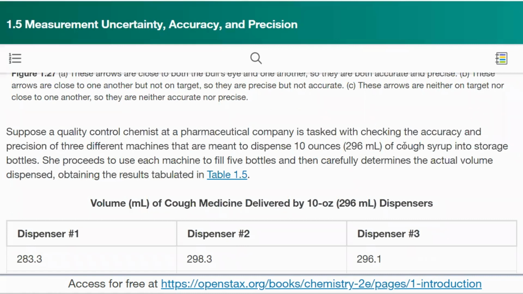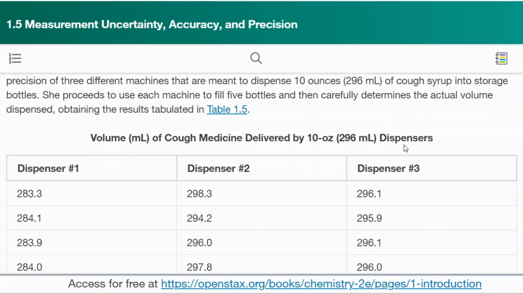Suppose a quality control chemist at a pharmaceutical company is tasked with checking the accuracy and precision of 3 different machines that are meant to dispense 10 ounces, 296 milliliters of cough syrup into storage bottles. She proceeds to use each machine to fill 5 bottles and then carefully determines the actual volume dispensed, obtaining results tabulated in table 1.5. So it's supposed to be 296 milliliters. Volume, milliliters of cough medicine delivered by 10-ounce 296 milliliter dispensers.